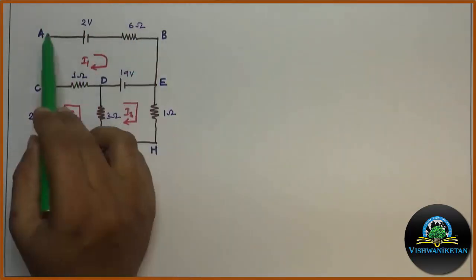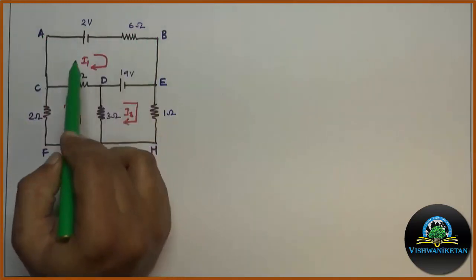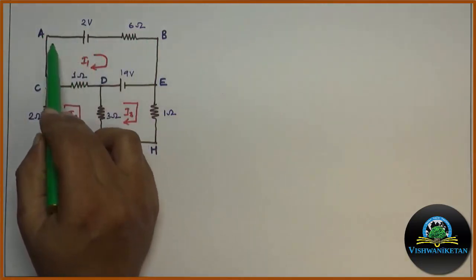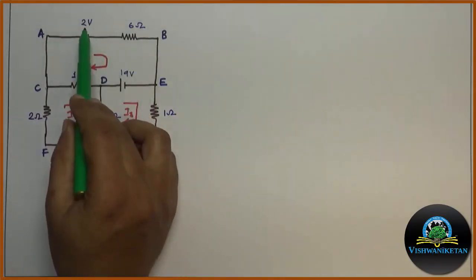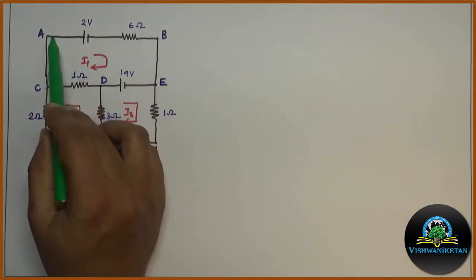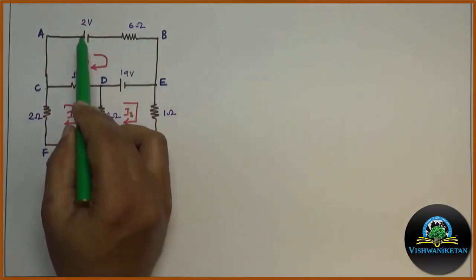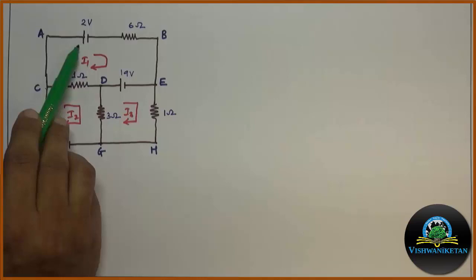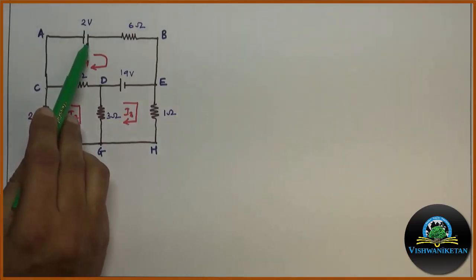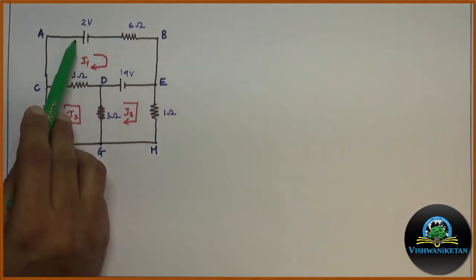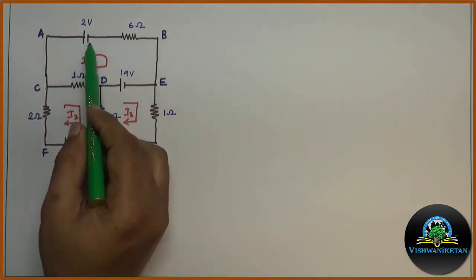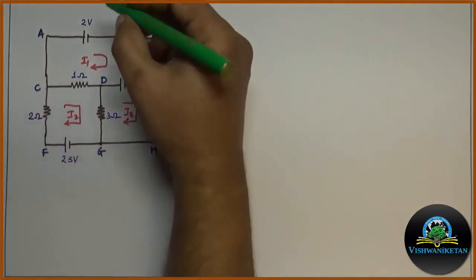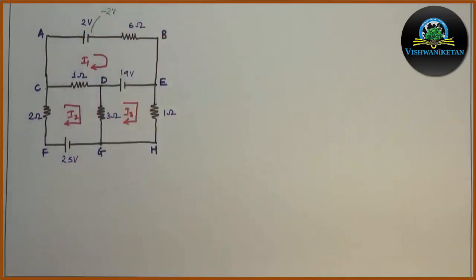In A to B, the loop direction is A to B. Similarly, my loop current or mesh current is flowing from A to B. The first element during A to B is the 2 volt battery. As per sign convention, according to loop direction, the first terminal appears to be positive and the second terminal appears to be negative. This shows there is a drop in potential from positive terminal to negative terminal. Hence, this 2 volt battery or source will be taken as minus 2 V.